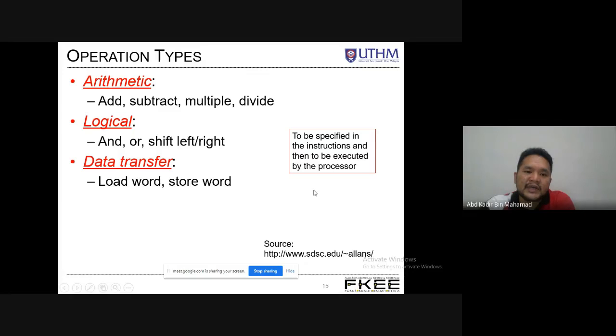So operation types, they have many: arithmetic, logic, and data transfer. For arithmetic, for example, add, subtraction, multiplication, division. Logical: shift left, shift right, AND operation, OR operation. Data transfer: load, move, store. So this is all under data transfer.